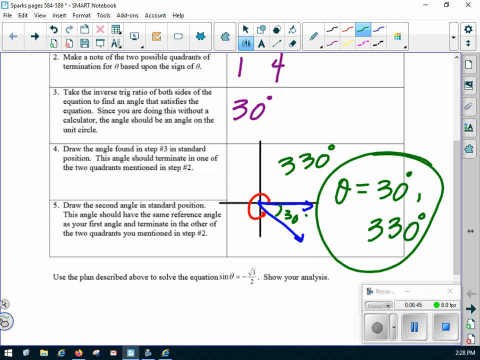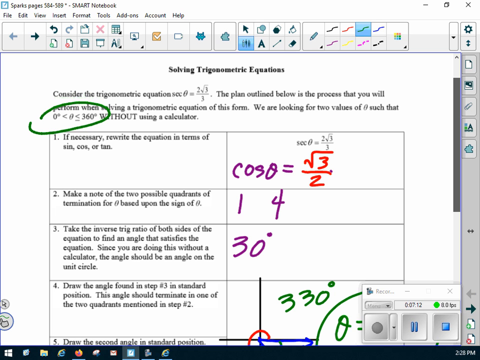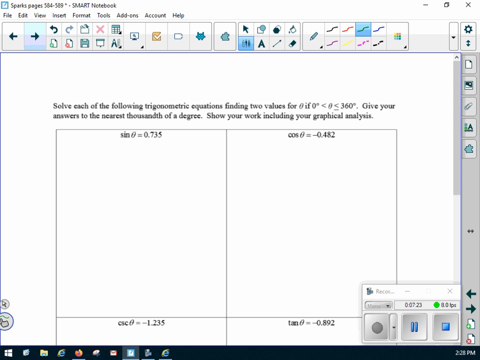Are there more angles than just these two that have a cosine of root 3 over 2? How many? An infinite number of them, because what kind of angles could we look for? Coterminal, right, because any angle that's coterminal to one of those will have the same cosine. But if you'll notice, this one was only asking for answers on that interval. All right. Next page. This one, you're going to have your calculator.